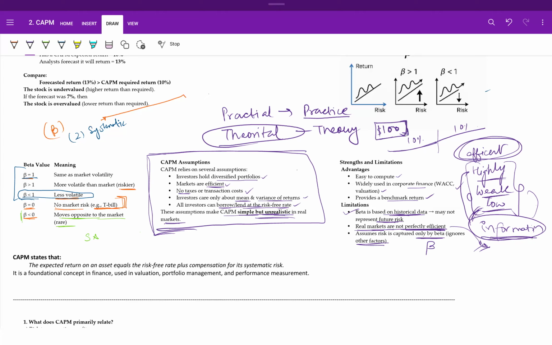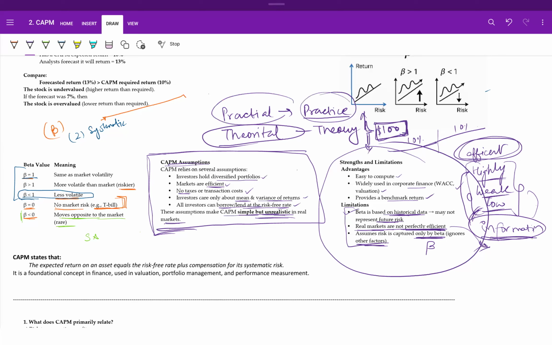Maybe it's way too much above. Maybe it's way too much down. Your $100 as valuation differs, and this is because of the efficiency of the market. It assumes risk is captured only by beta, ignoring other factors. So these three are the limitations of the capital asset pricing model, and you need to know these when you are doing valuation in practice, in real life. When you're doing a valuation, you need to look at the other factors also.